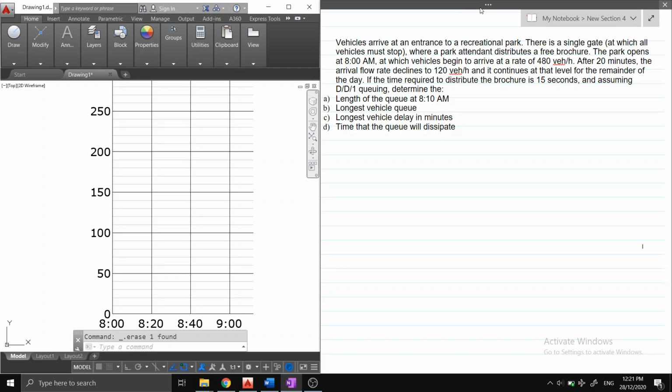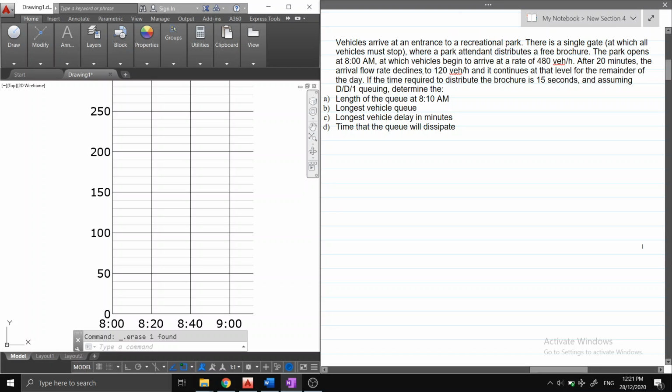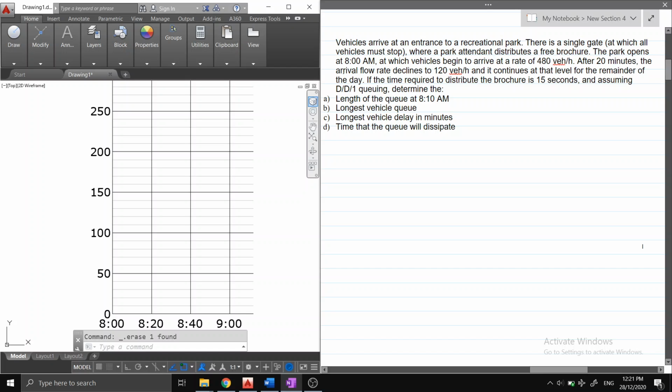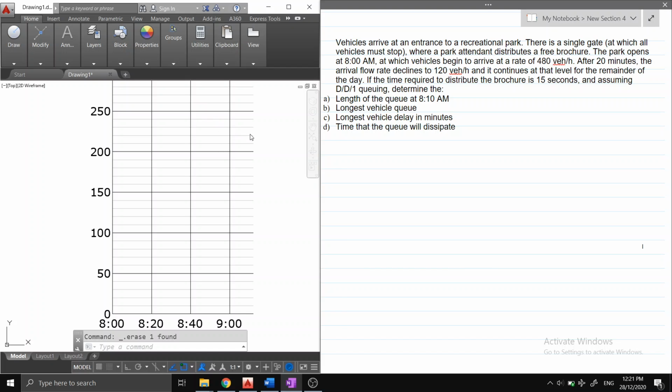So, in order to solve DD1 queuing, we will have to make a graph. But the good thing is, unlike sa MD1 and MM1 queuing, we don't have to memorize several formulas. So, paano nga ba ginawa yung graph dun sa example problem sa learning material?